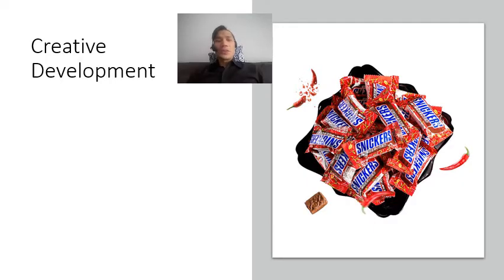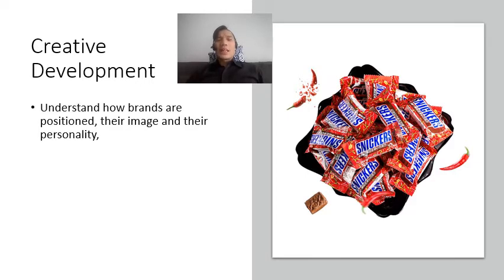You can also look into creative development. Now, understanding the brands better in terms of its positioning. What are some of the things that allows the consumers to really resonate with the brand in terms of their image and personality? Chalk out new directions in advertising or also in new product development.